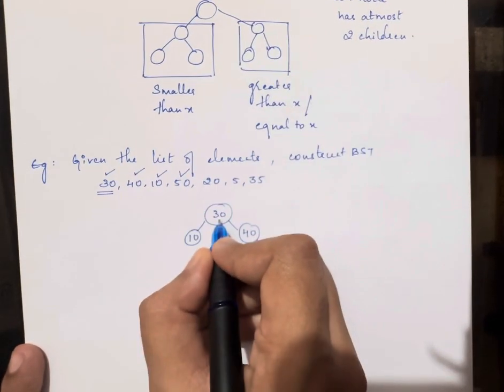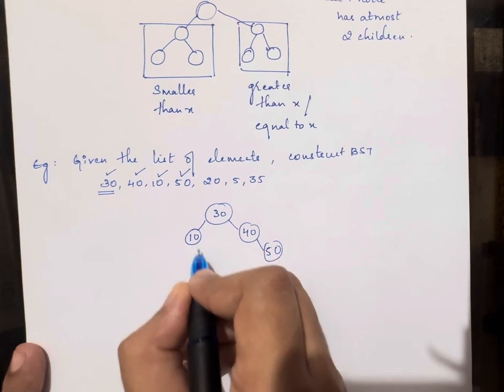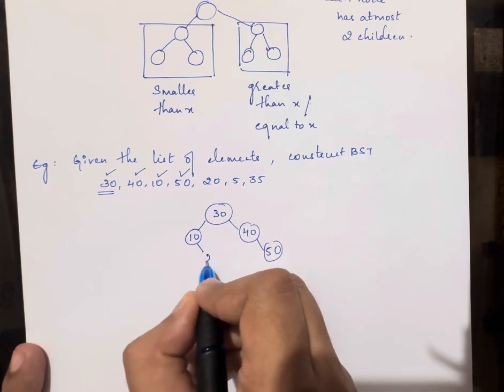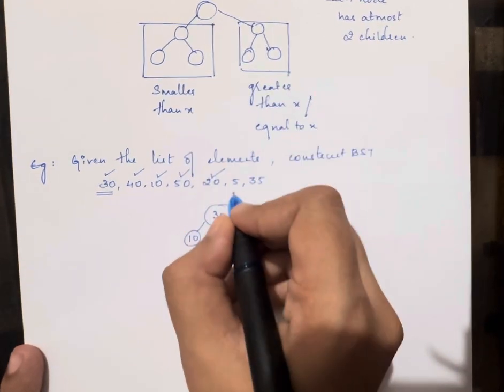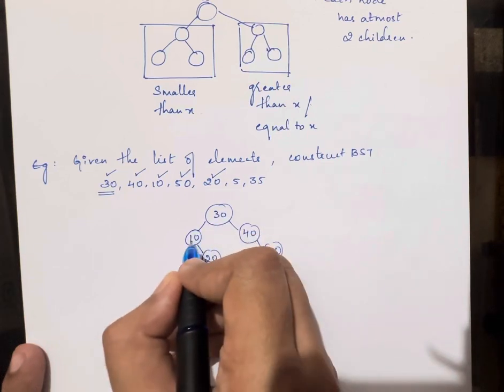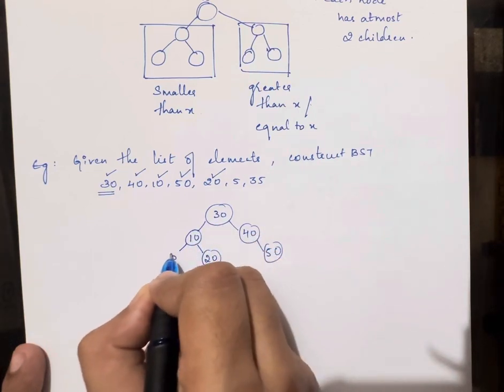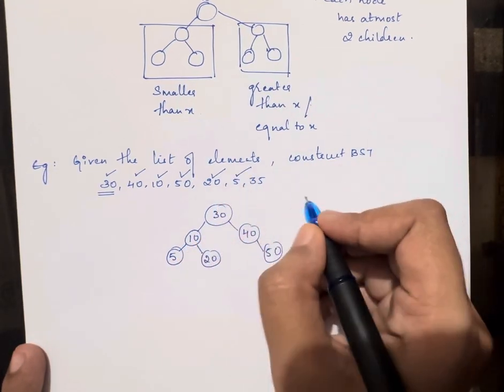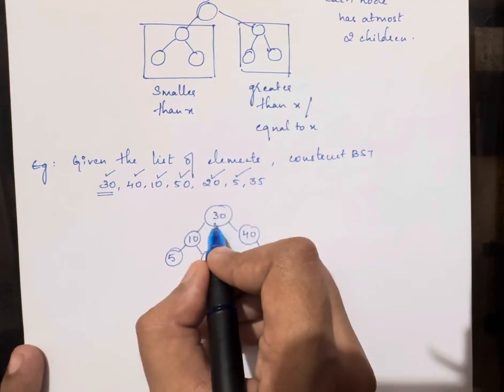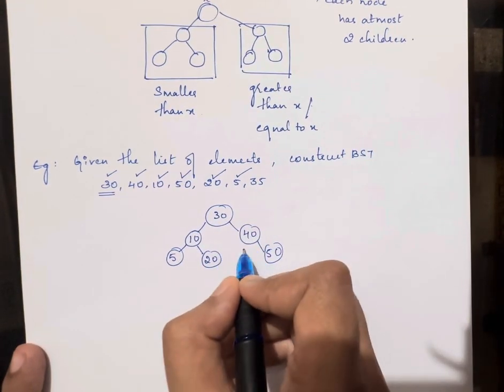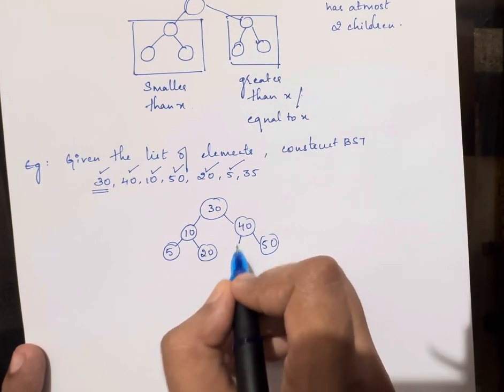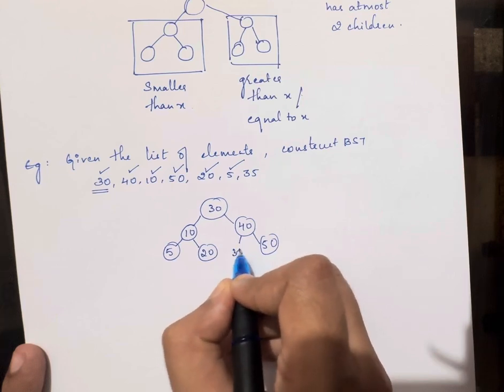20 is lesser than 30, but it is greater than 10, so it will go to the left and then right subtree. Next is 5. 5 is lesser than 30 and lesser than 10, so it will go to the left subtree of 10. Next, 35 is greater than 30, but it is smaller than 40, so it becomes the left child of 40.